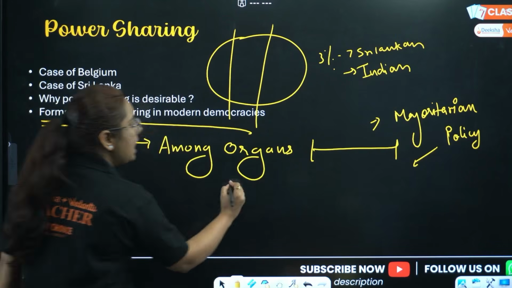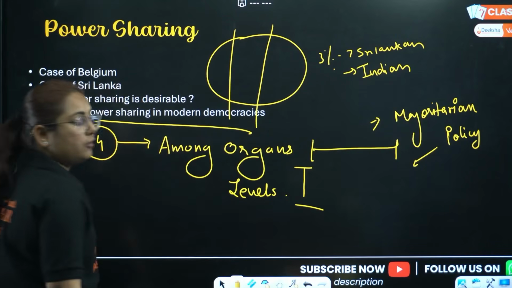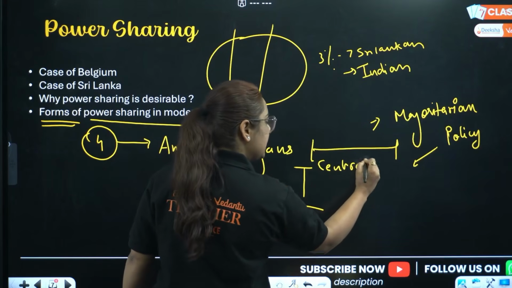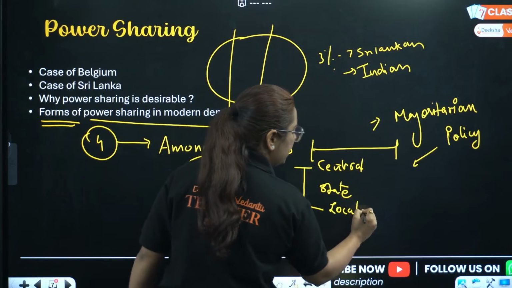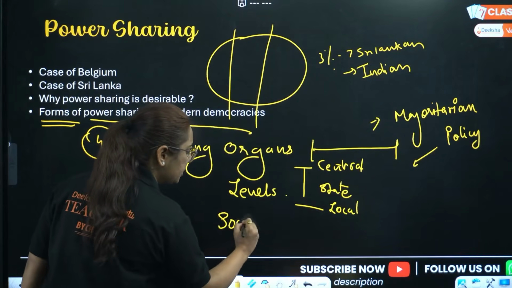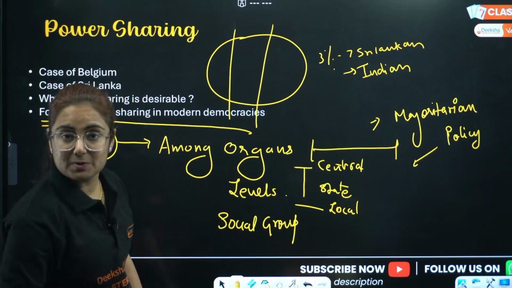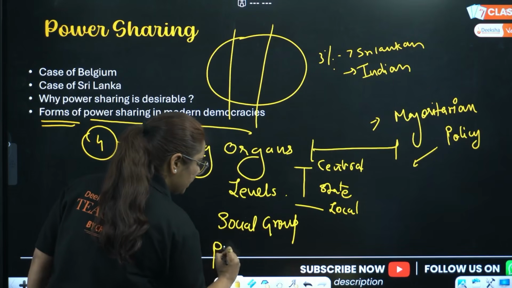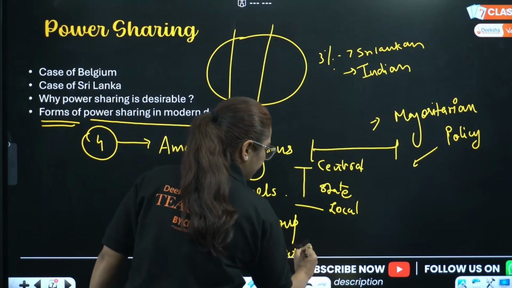Then we have power among different levels of government, the vertical division of power. There is a central government, below which there is a state government, below which there is a local government. Power can also be shared among different social groups, as we just saw in the community government in Belgium, where there are so many groups that power needs to be shared. Power can also be shared among different political parties, as in a coalition government.